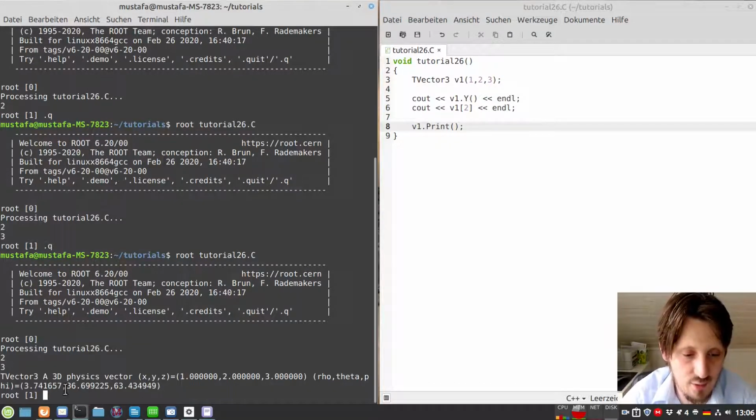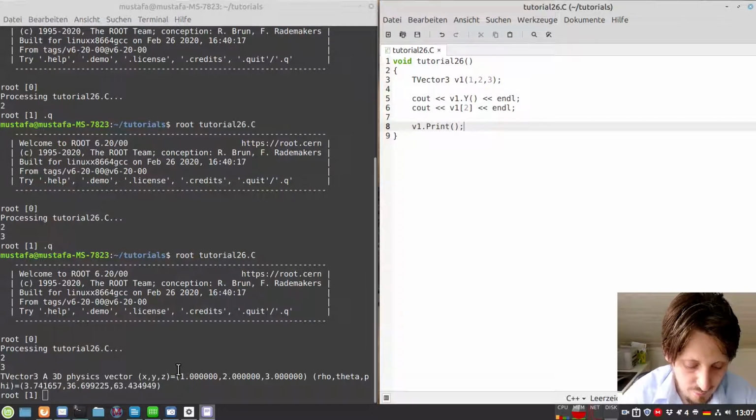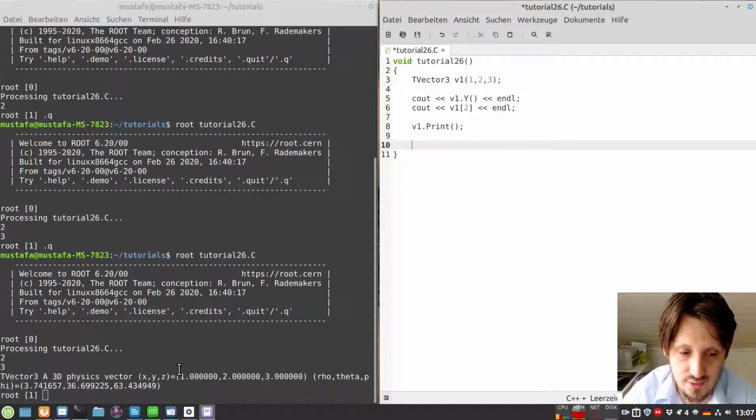And sometimes it's very useful that you have not only the Cartesian information about a vector, but you also get directly the three values related to spherical coordinates. I usually like this a lot. So of course, when you use this Print function, then you can get directly access to all that. Of course, you can also use these values, rho, theta, and phi, for further calculations.